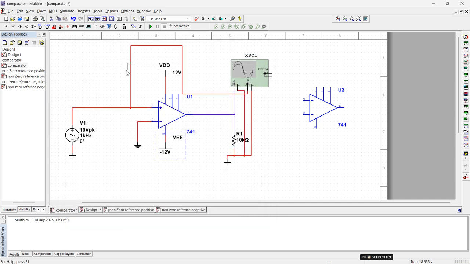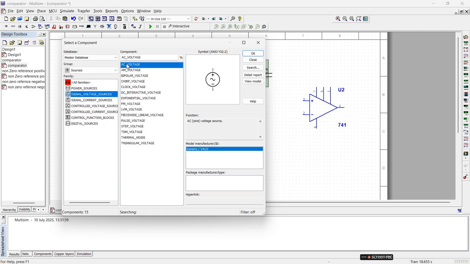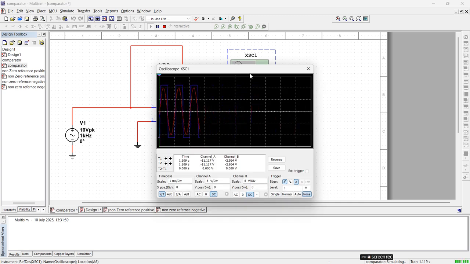For the AC signal, go to signal voltage source and select AC voltage. Once the connection is established, we need to simulate this circuit. After completion of the circuit connection, I will click on the run button. So double click on this.